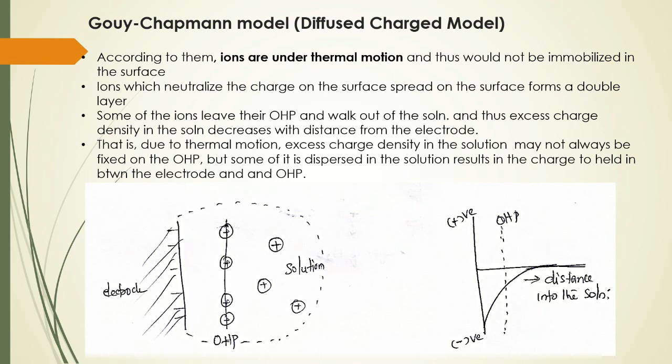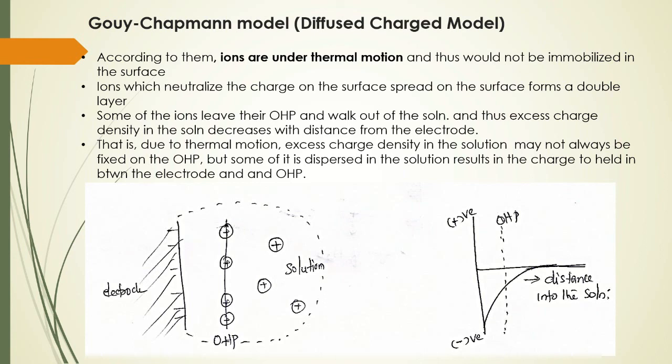In this theory, they suggested that the ions are under thermal motion, and thus they cannot be immobilized on the surface. The ions which neutralize the charge on the surface will spread out from the surface of the electrode, forming a layer called the diffused double layer. That's why their theory is named the diffused charge model. That is, the excess charge density on the outer Helmholtz plane will not be equivalent to that on the electrode, but it will be a bit less.